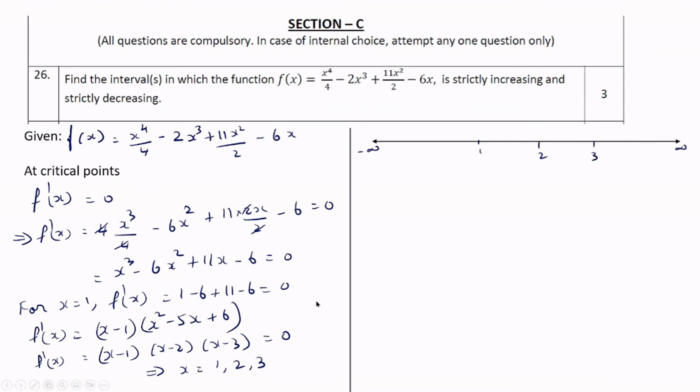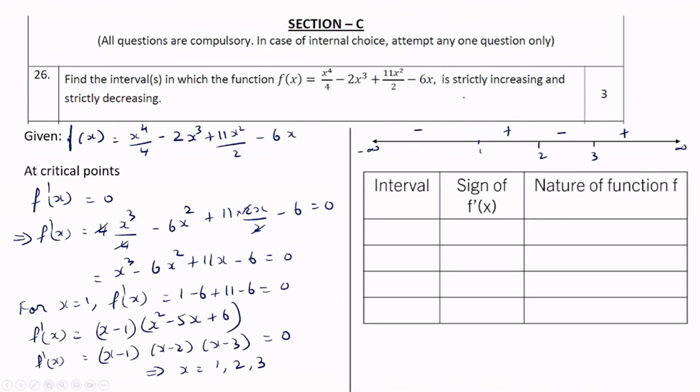And now let us see the intervals in which f dash of x is positive or negative. If f dash of x is positive, it means the function is strictly increasing on that interval. If it is negative, then it is strictly decreasing on that interval. Now if we consider the interval from 3 to infinity, if we substitute any value, say 4 in this interval and check, f dash of x is positive. If we consider the interval 2 to 3, if we substitute a point, say 2.5 in this f dash of x, here we can see that f dash of x is negative. Then in the interval 1 to 2, it is positive. In the interval minus infinity to 1, it is negative.